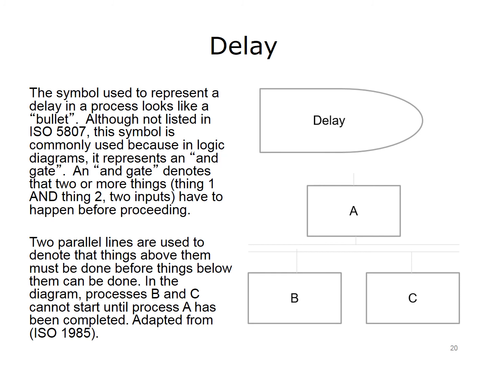The symbols used to represent a delay in a process are given here. The bullet, although not listed in ISO 5807, is commonly used because in logic diagrams, it represents an AND gate. An AND gate denotes that two or more things, thing 1 and thing 2, two inputs, have to happen before proceeding. Two parallel lines are used to denote that things above them must be done before things below them can be done. In the diagram, adapted from the ISO 5807 standard, processes B and C cannot start until process A has been completed.